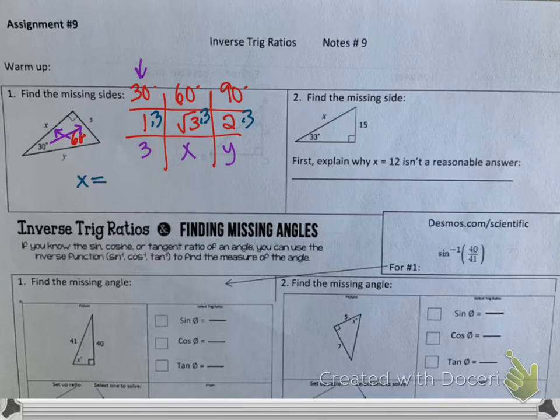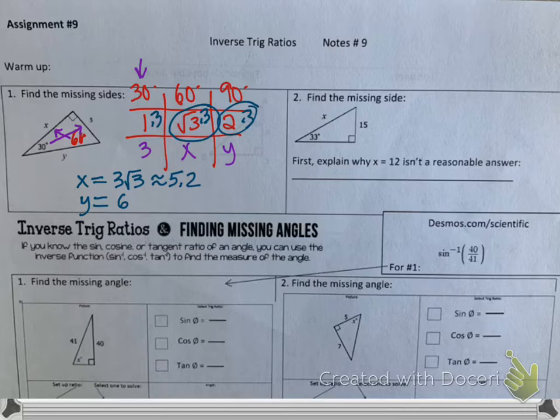So x is the second column. It's 3 times root 3, which is just 3 root 3. And if you want to type that into a calculator to get the decimal form, I would hit 3 times 3 square root equals, and I get 5.2. Y is just 2 times 3, so y is equal to 6.